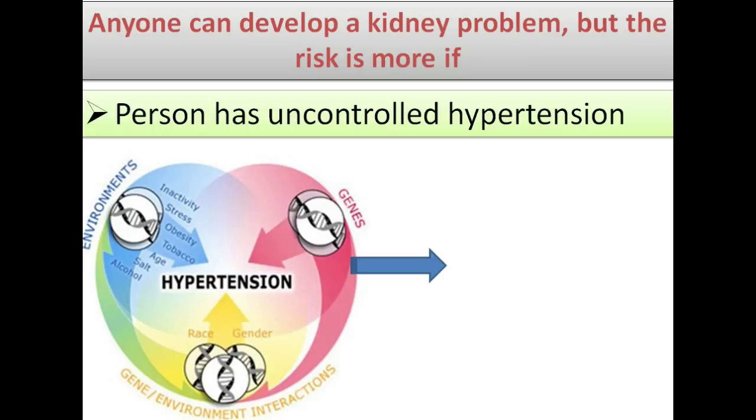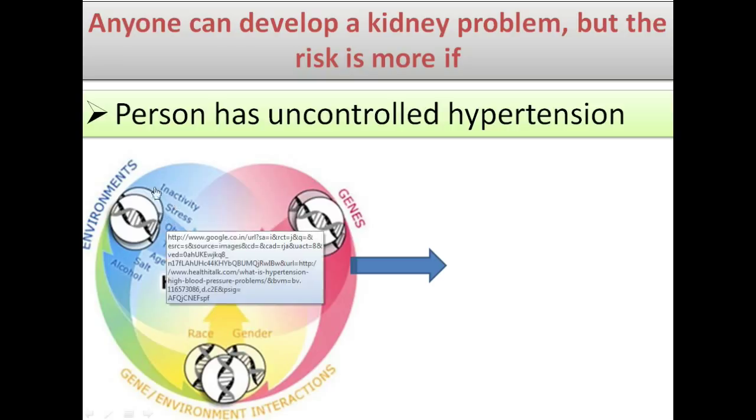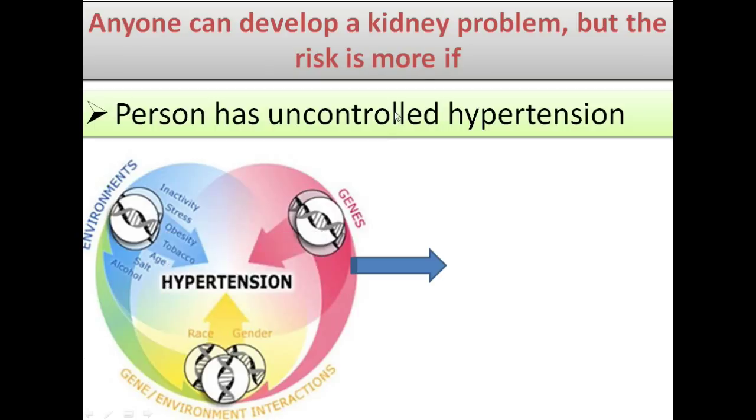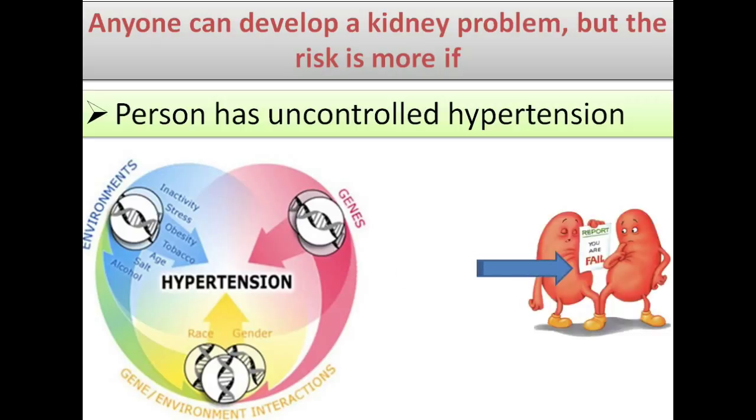Another group of people are those who have uncontrolled blood pressure. Normally blood pressure is treated by a general physician or even an MBBS or family physician, but when there are environmental factors like inactivity, stress, obesity, tobacco, age, excess salt and alcohol intake combined with interaction with an abnormal genetic basis, then hypertension goes on to attack the kidney and will be a major cause of kidney failure.